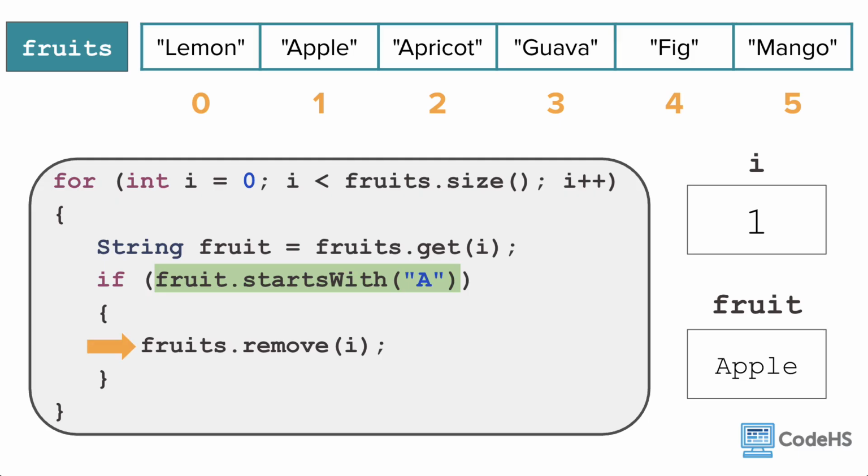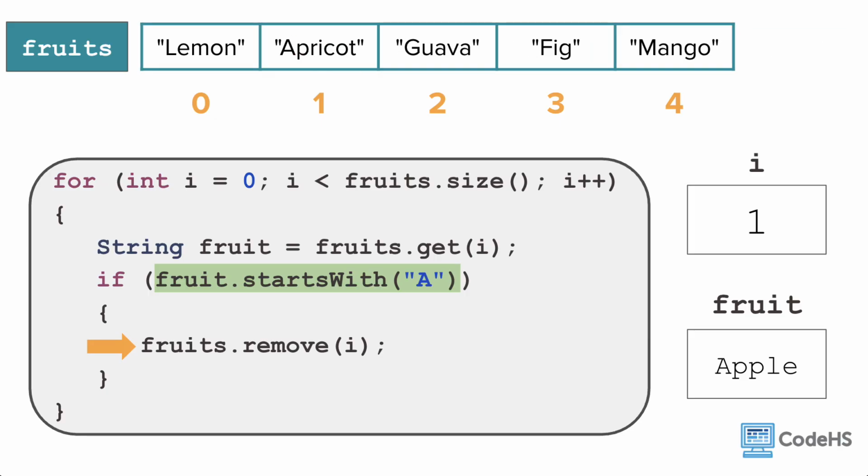Apple does start with A, so the code in the if condition executes. The remove method removes apple and all elements greater than index 1 shift downward to take the place of the removed index, resulting in an array list with 4 items instead of 5. Back to the for loop header, i increases by 1 to become 2. The condition is true, so fruit is assigned the value at index 2, which is guava.